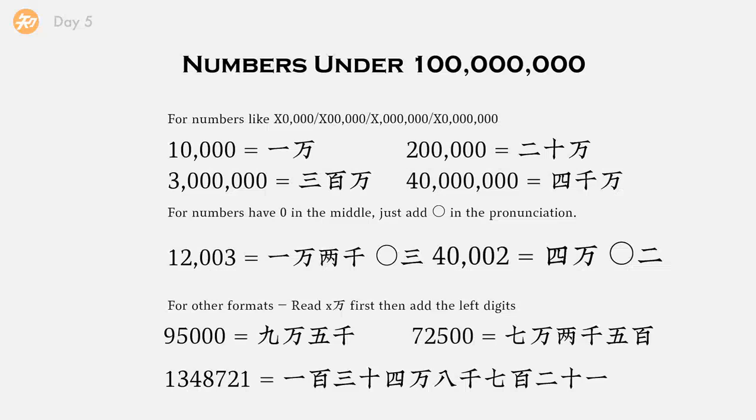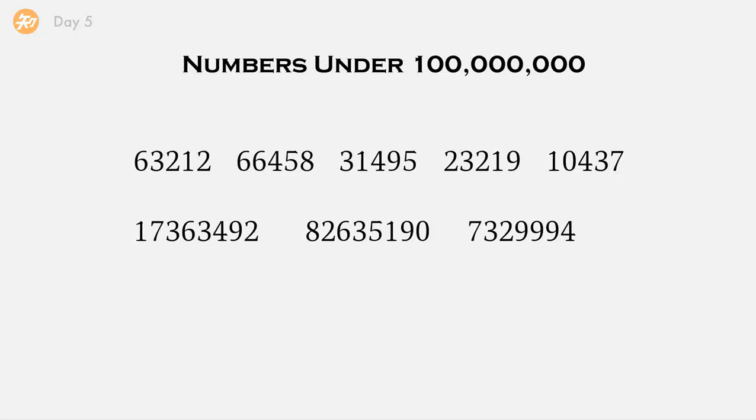We can see here 95,000, 95,000. 72,500, 72,500. 1,348,721, 134万8721. Now, here's your turn to pronounce these numbers and write the Chinese words correspondingly as well as the syllables.